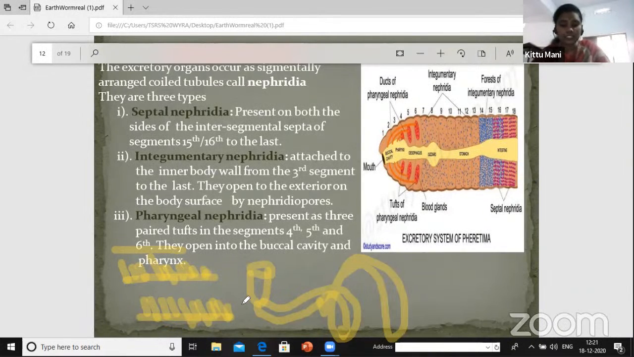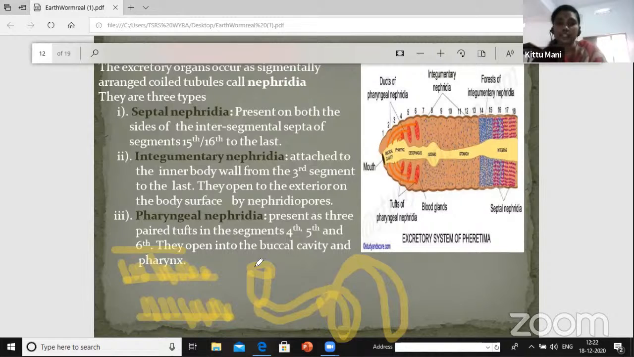Next, nephridia that open into the exterior through a nephridiopore are called exonephric nephridia. Don't confuse about this; there is a little difference between these nephridia. I will repeat: the nephridia that open to the exterior, the outer side, through the nephridiopore, are called exonephric nephridia. But in some cases, the nephridia which open into the gut region are the enteronephric nephridia.